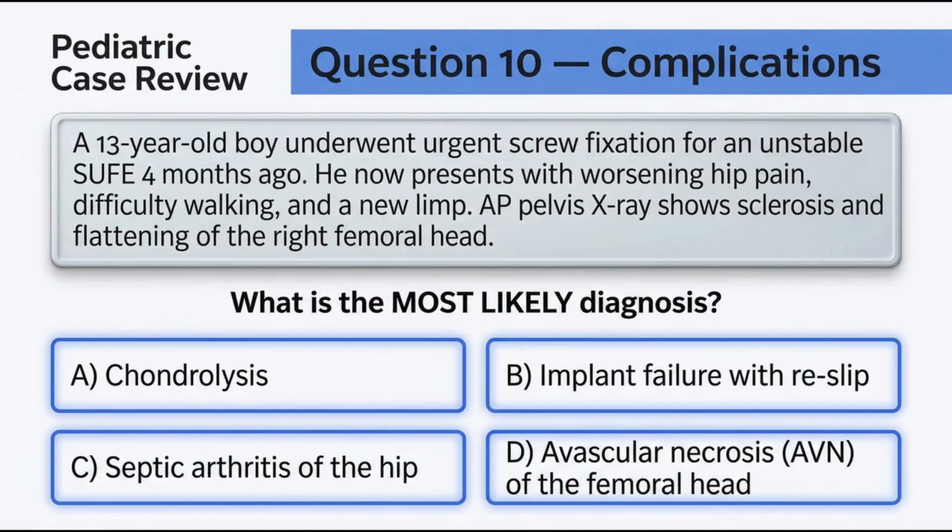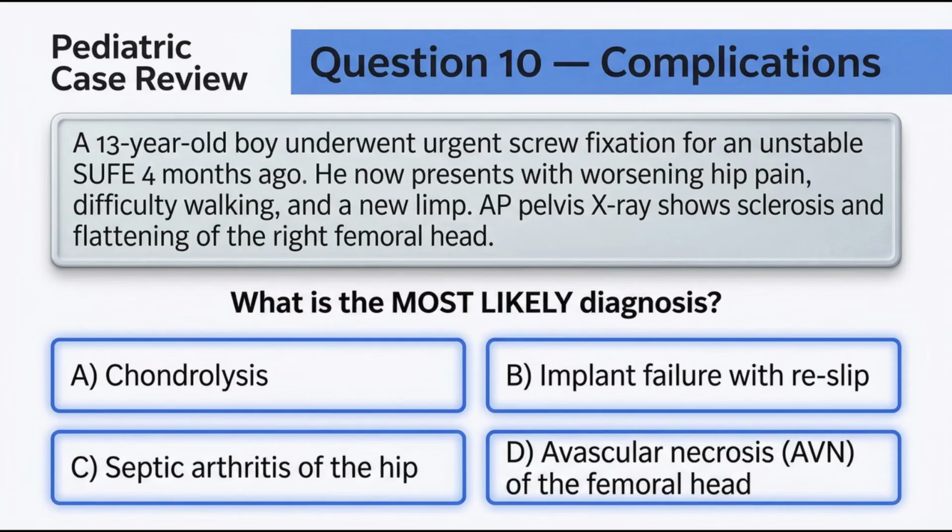Case 10. A 13-year-old boy underwent urgent screw fixation for an unstable slipped upper femoral epiphysis 4 months ago. He now presents with worsening hip pain, difficulty walking, and a new limp. Anteroposterior pelvis X-ray shows sclerosis and flattening of the right femoral head. What is the most likely diagnosis?